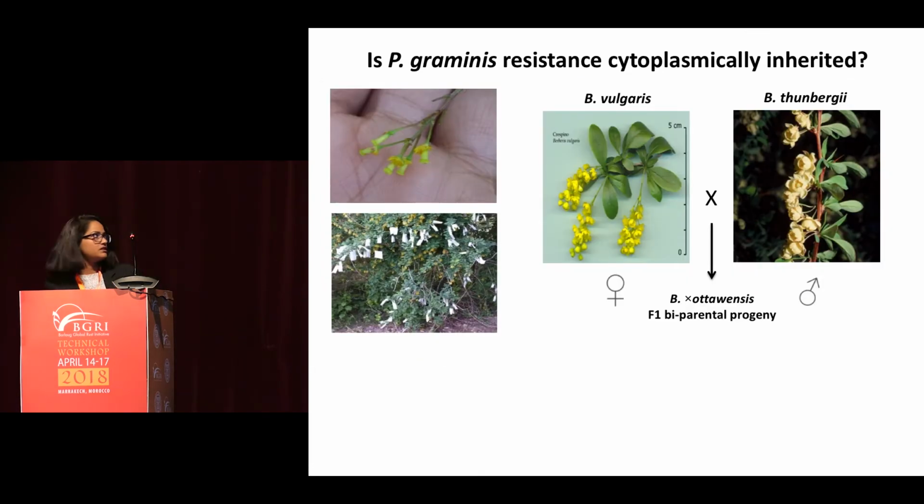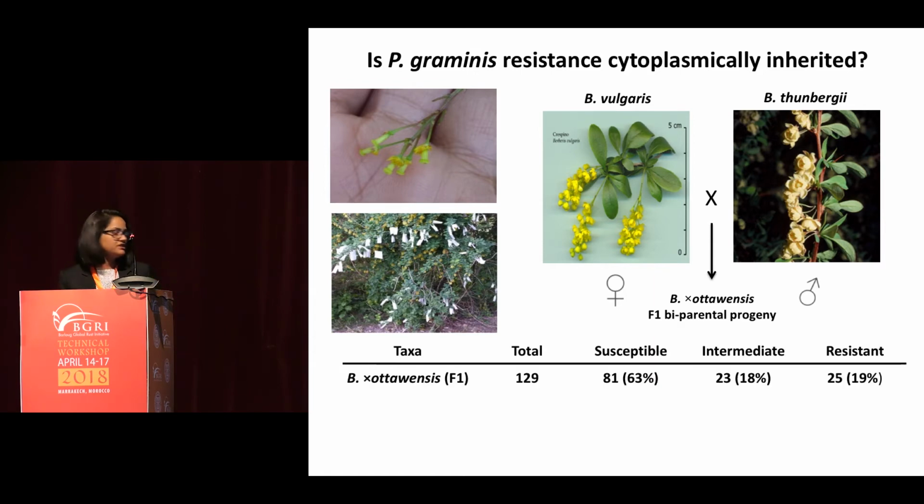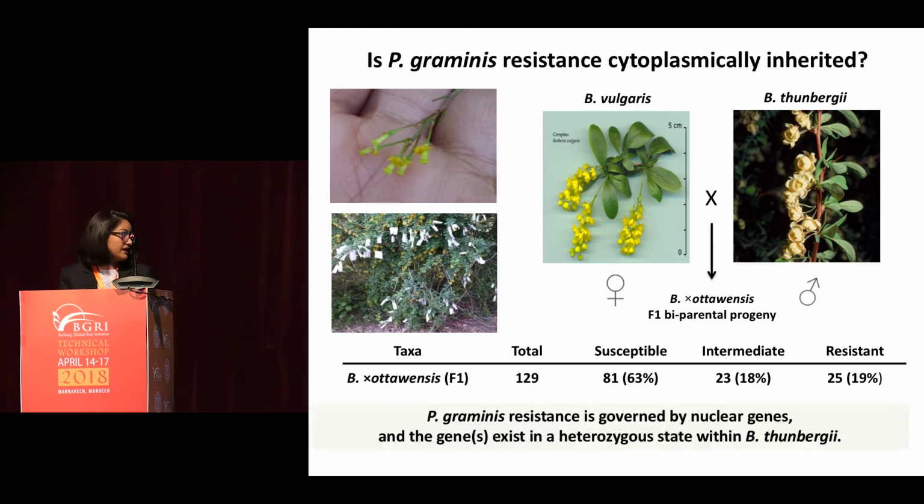To test the hypothesis, we created a control cross by making the susceptible parent our female. In such a case, we would expect all our hybrid progeny to be susceptible because that's the mother plant. But then we saw the similar segregation that we saw in the natural population. The F1 hybrid actually segregates for rust resistance. And from that, we were able to conclude that the Puccinia graminis resistance is governed by nuclear genes, not cytoplasmic inheritance. And the genes must exist in the heterozygous condition within Thunbergii for us to see the segregation.